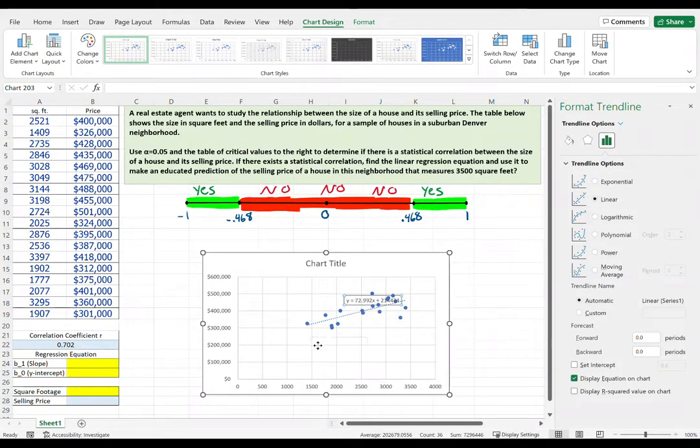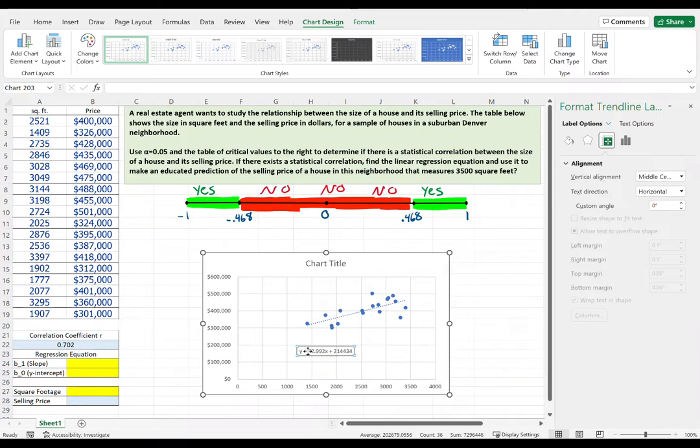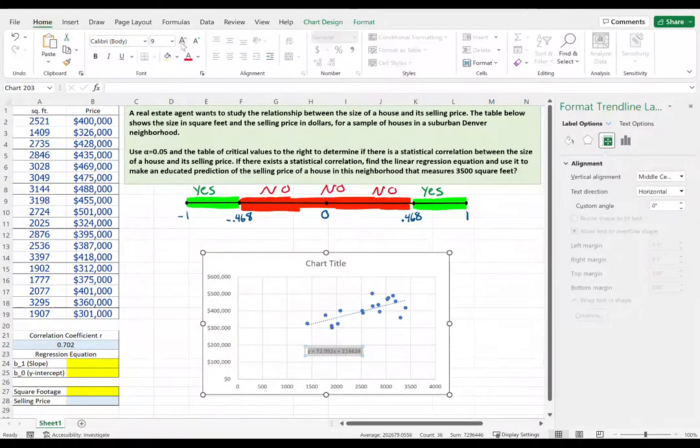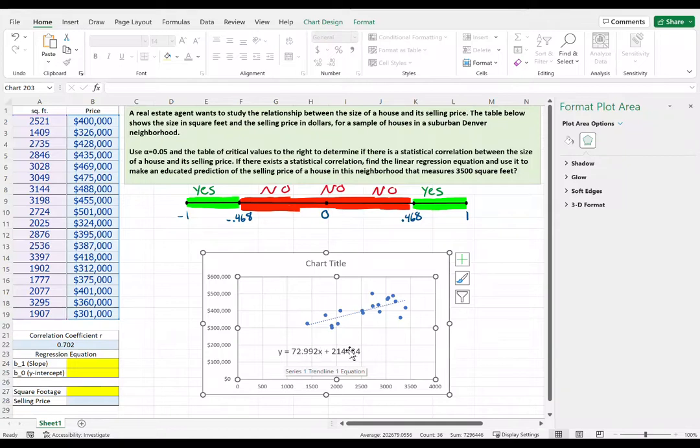And you're most likely going to have to move it and increase the font size if you like. All right, so y equals mx plus b. There's the slope, 72.992, and there's the y-intercept, 214,434.